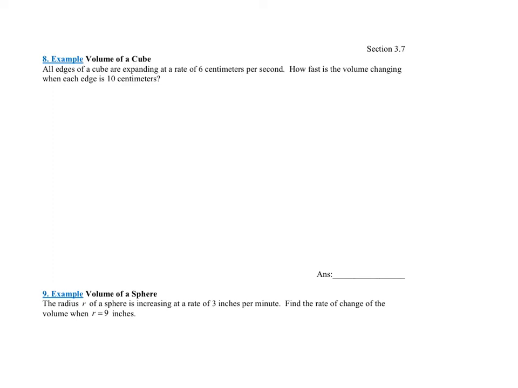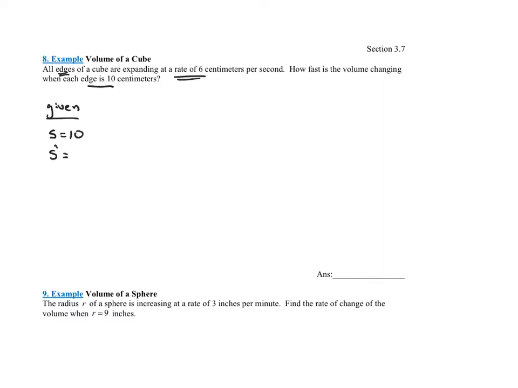I wanted to get just a couple more examples in here, so let's look at example 8. It says all edges of a cube are expanding at a rate of 6 centimeters per second. How fast is the volume changing when the edge is 10 centimeters? So what they're giving us is the edge, so let's look at given. They're giving us the side is 10 centimeters. They're also giving us the edges are changing at a rate of 6 centimeters per second.